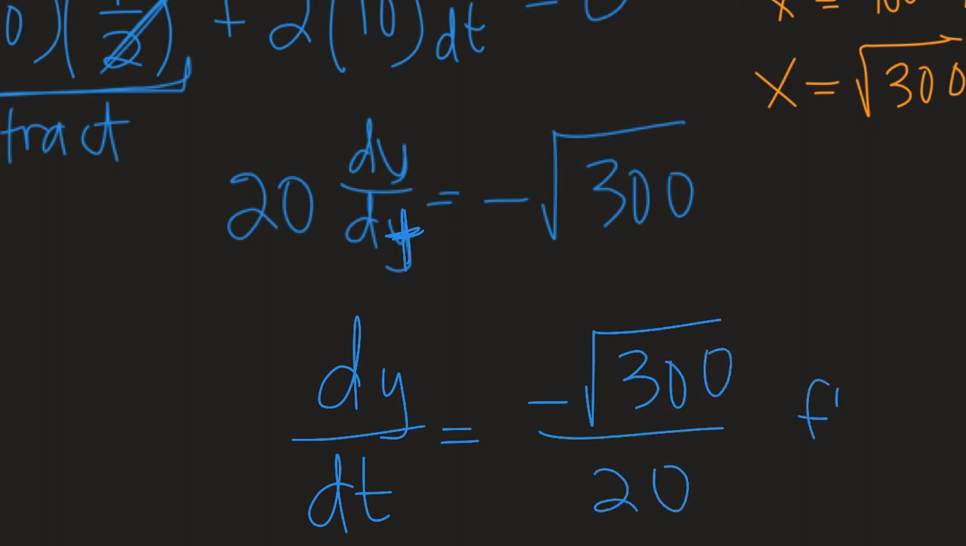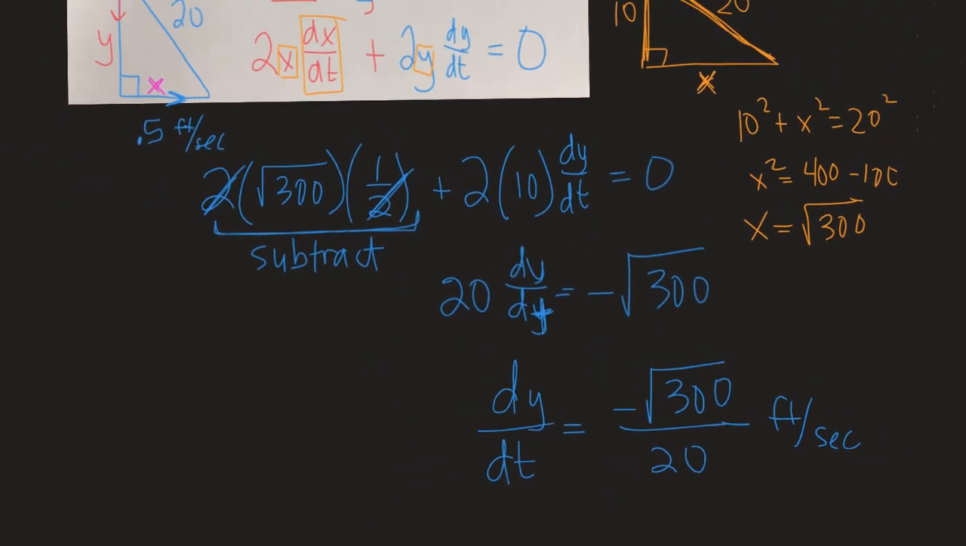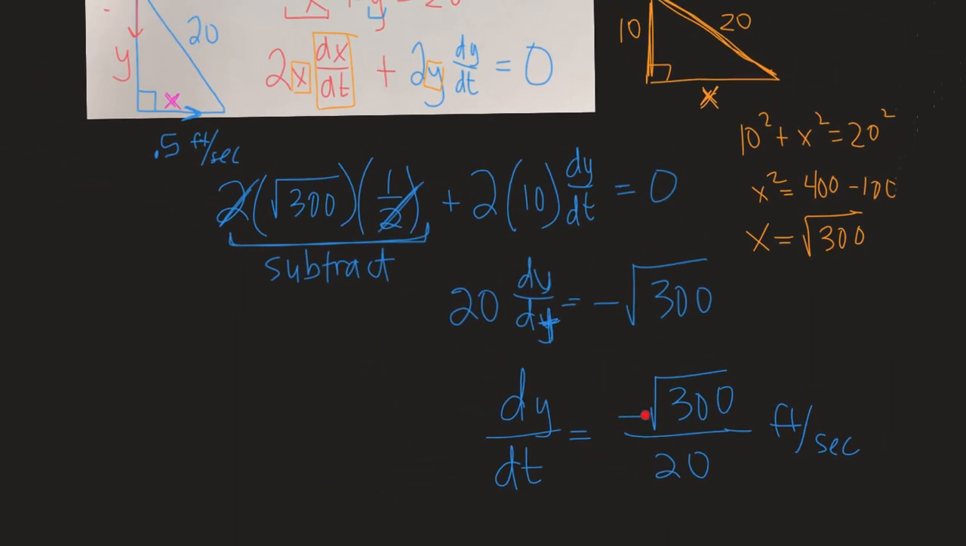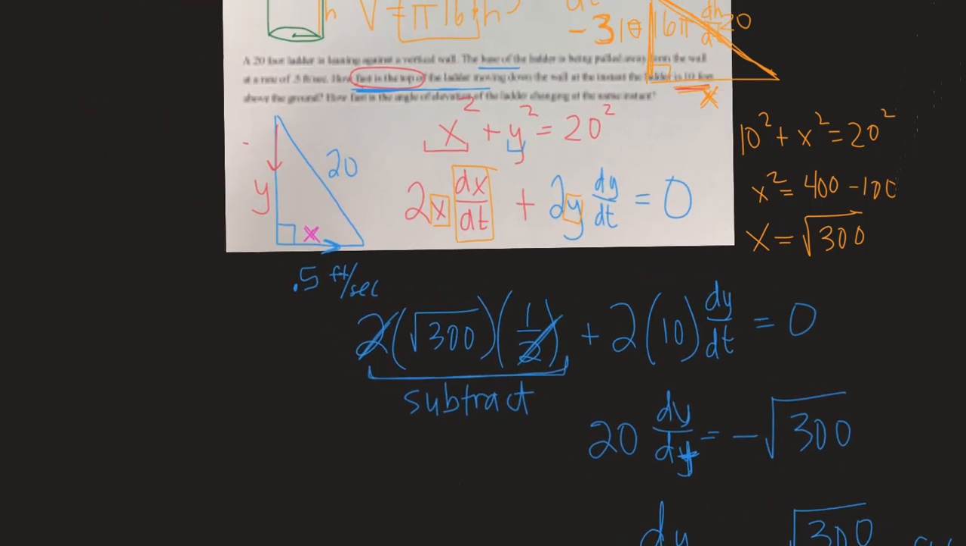I believe my units are feet per second, which is some decimal. Root 300 is less than root 400, so that's less than 1, which is a great looking rate. So our ladder is sliding down the wall. It's a good thing it's negative, because our y value is decreasing, so we're expecting a negative rate anyway. That's dy dt. Good job using Pythagoras.